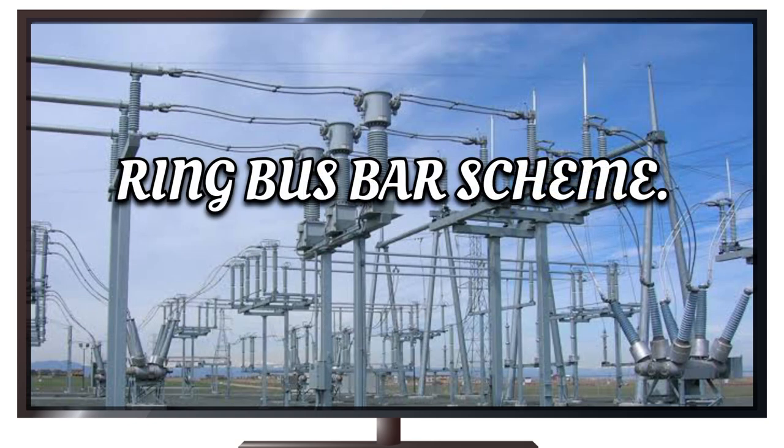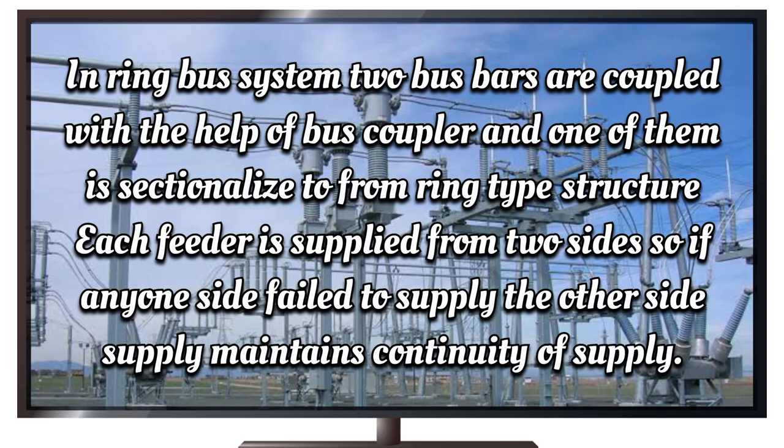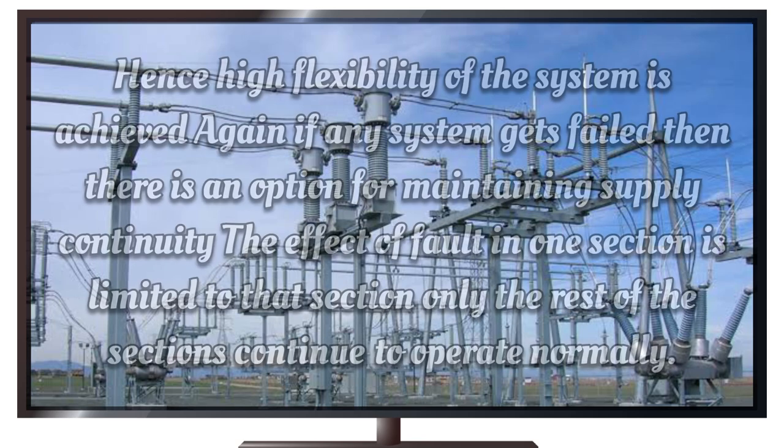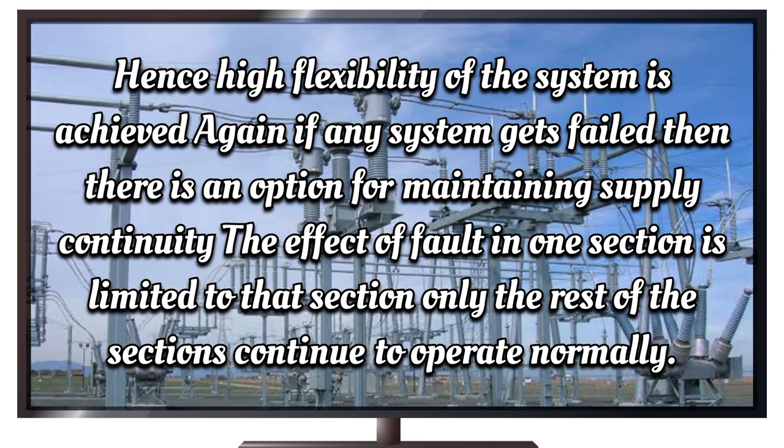Ring bus bar scheme. In the ring bus system, two bus bars are coupled with the help of a bus coupler, and one of them is sectionalized to form a ring type structure. Each feeder is supplied from two sides, so if any one side fails to supply, the other side supply maintains continuity of supply. Hence, high flexibility of the system is achieved.